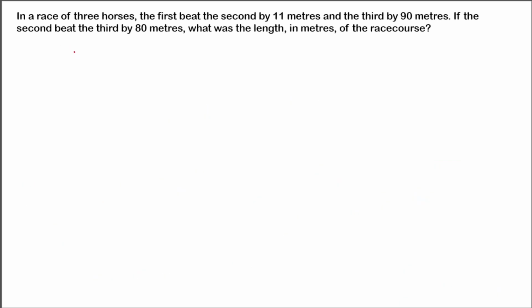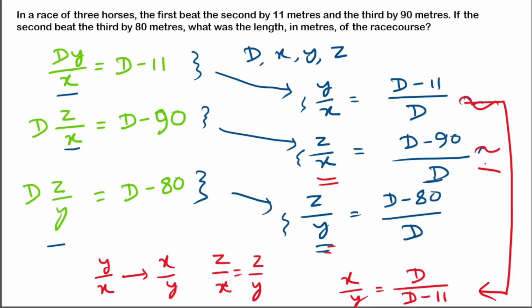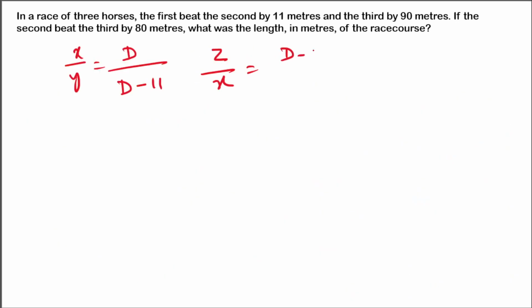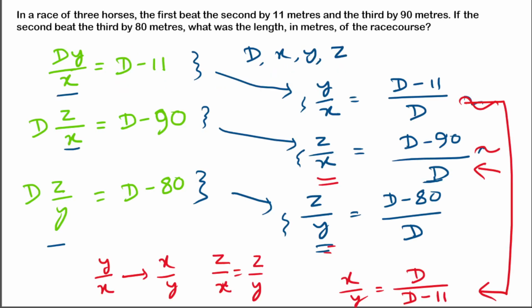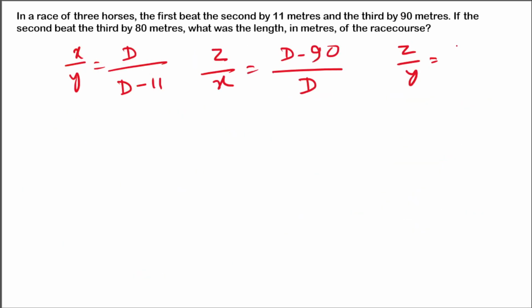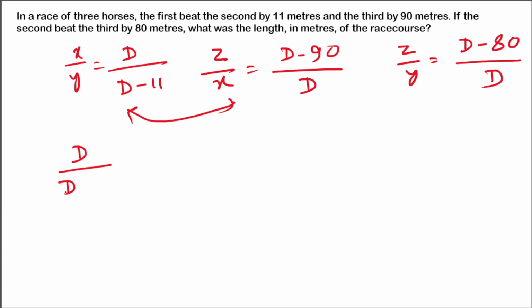Okay, so these equations are what? X by y first, right? X by y equals d by d minus 11, and z by x we also have. So z by x is simply this, d minus 90 by d, and we have the final equation, that is z by y. So z by y equals d minus 80 by d. Yeah. Now we will multiply this as we have discussed. So we will say that d by d minus 11 into d minus 90 by d should be equal to d minus 80 by d.